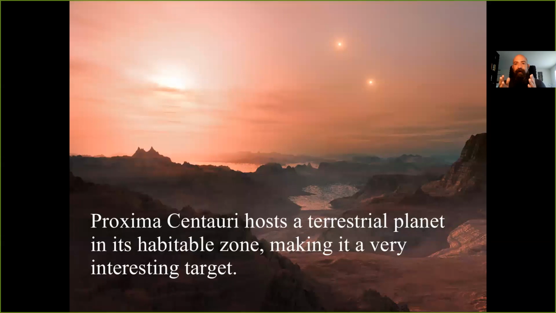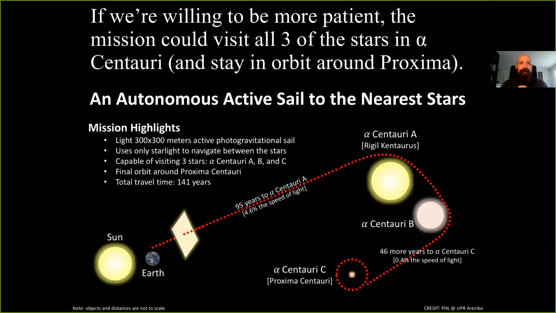Now, Proxima Centauri, which is a red dwarf star, we know has a planet which is inside its habitable zone and is comparable in size to the Earth. So although it's probably not actually inhabitable for a whole host of reasons, it's still a very interesting target. We could learn undoubtedly a huge amount just with this flyby mission.